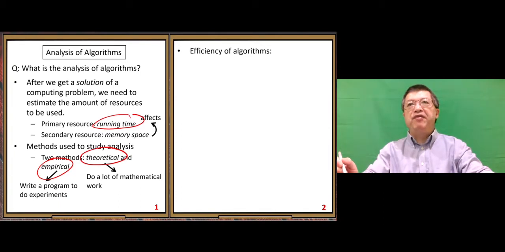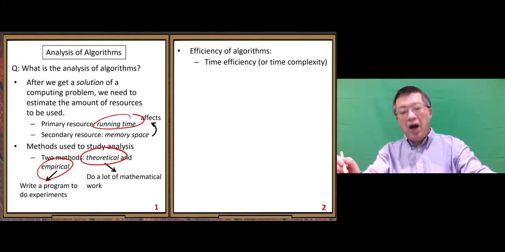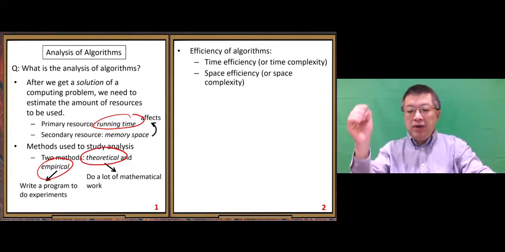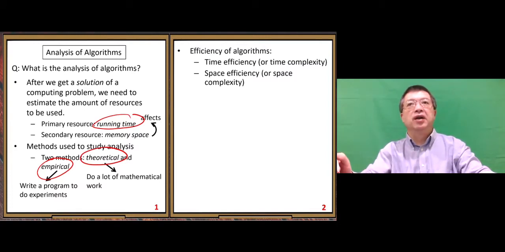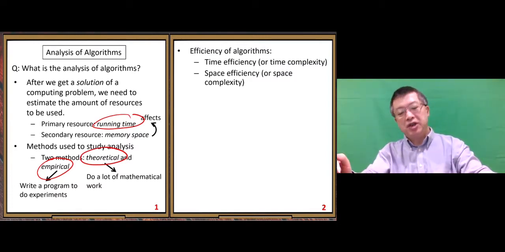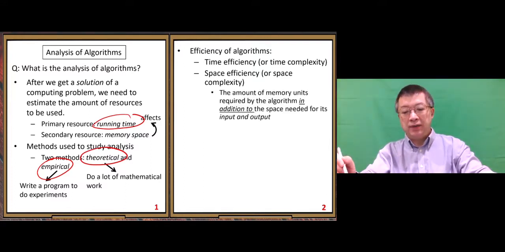Next, let's look at efficiency of algorithms. The first concept is time efficiency. Regarding the running time, how efficient is it? Another terminology we also use frequently is time complexity. Then space efficiency, or space complexity, for the secondary resource. We also need to do some analysis on it.